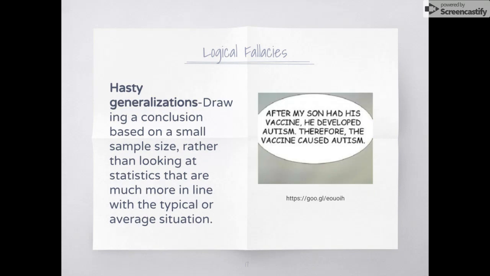And the last one is hasty generalization. So we draw a conclusion based on a small sample size rather than looking at statistics that are much more in line with a typical or average situation. For instance, with the anti-vax movement, there was one study done that was later proved not factual that vaccines led to autism. Many more studies have been done to disprove this. However, people came to the hasty generalization that autism and vaccines were related to each other. This is a logical fallacy. They aren't related to each other at all, and there's plenty of science to prove that they're not.